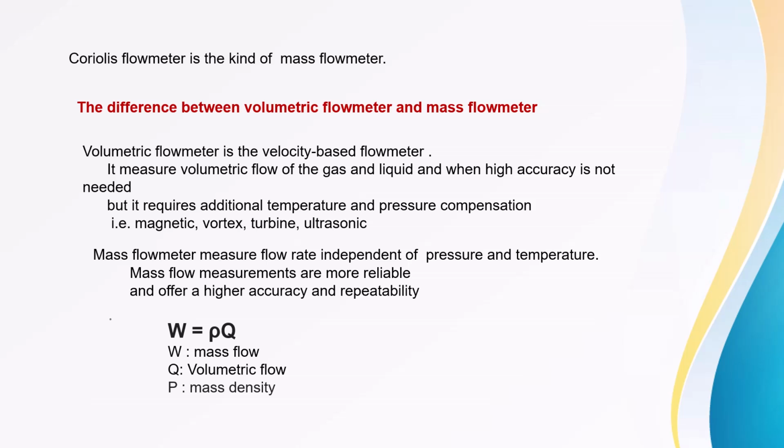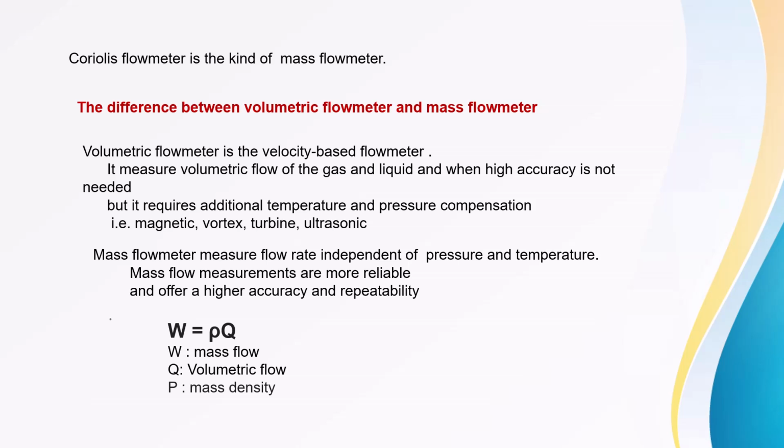A volumetric flowmeter is a velocity-based flowmeter. It measures the volumetric flow of gas and liquid when high accuracy is not needed, but it requires additional temperature and pressure compensation. For example, the magnetic flowmeter, vortex flowmeter, turbine flowmeter, and ultrasonic flowmeter are all volumetric flowmeters.